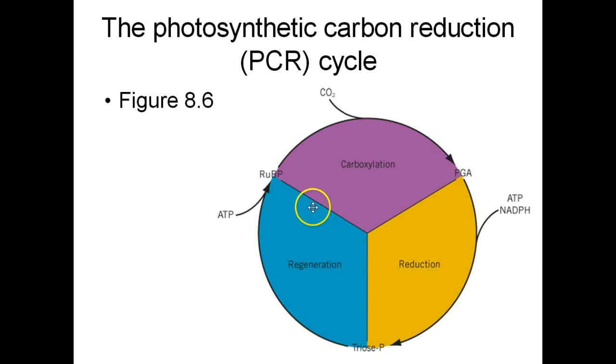Then most of the reactions are actually regenerating the starting product, which is ribulose bisphosphate, RuBP. And then there's some ATP used in this part of the cycle. And then the RuBP and the CO2 start the cycle again to produce 3-PGA, phosphoglyceric acid, which you just need to remember is a triose phosphate. Okay?